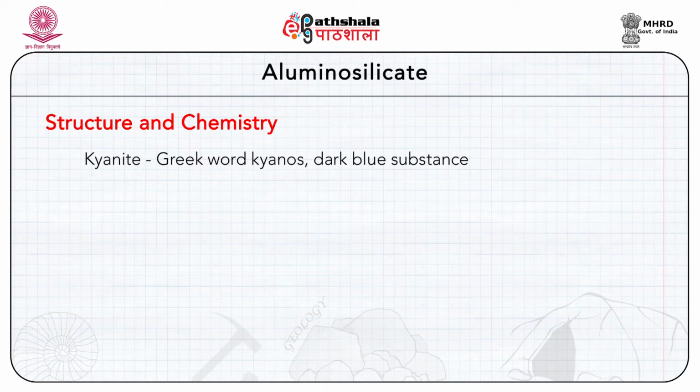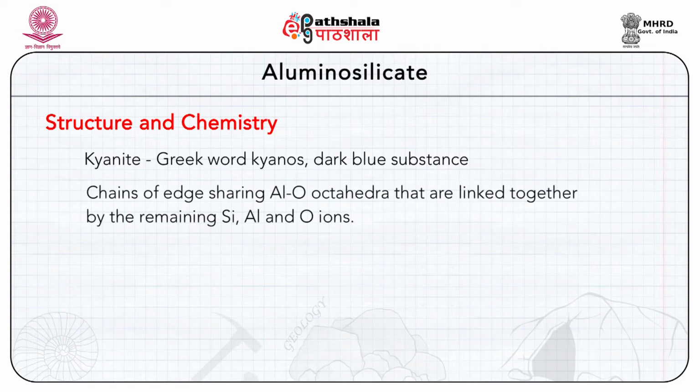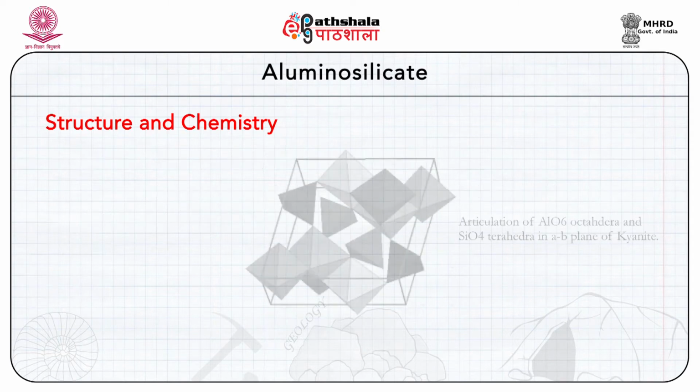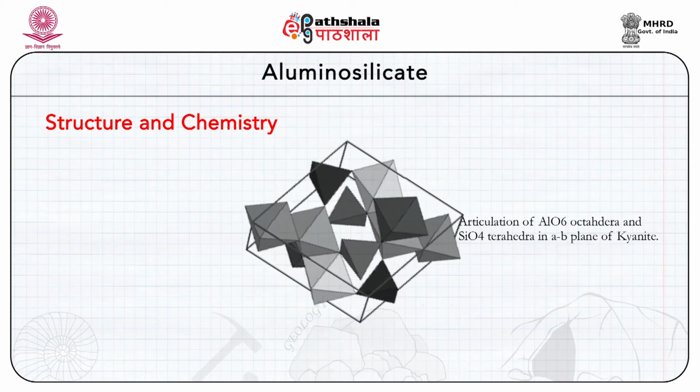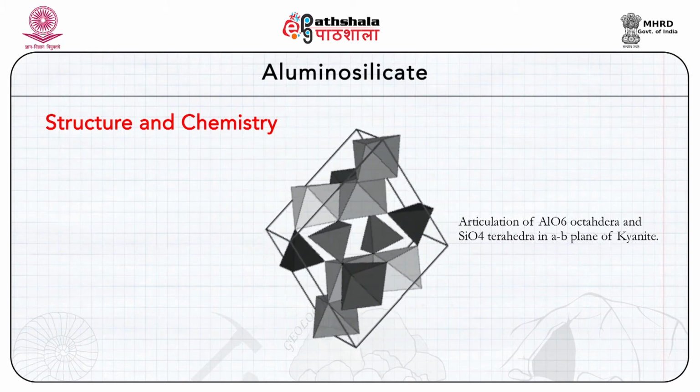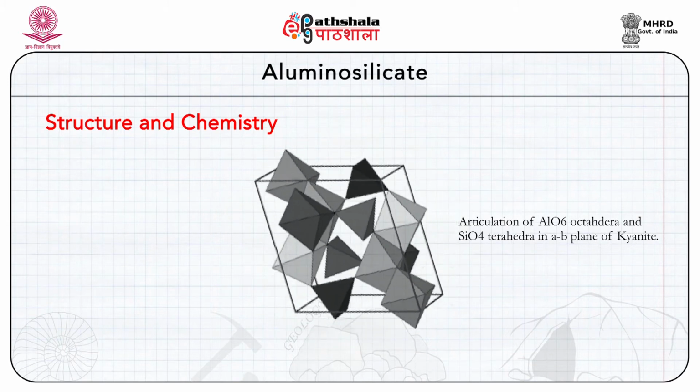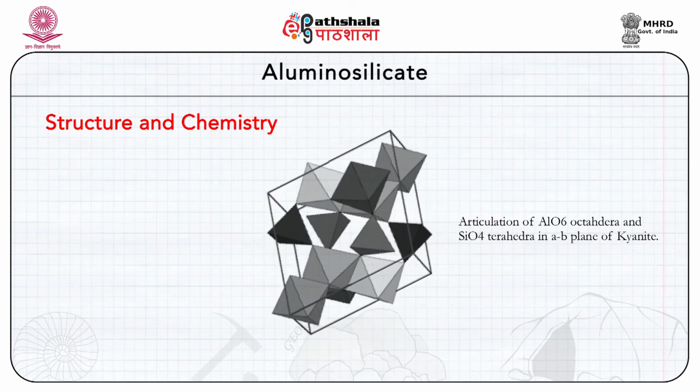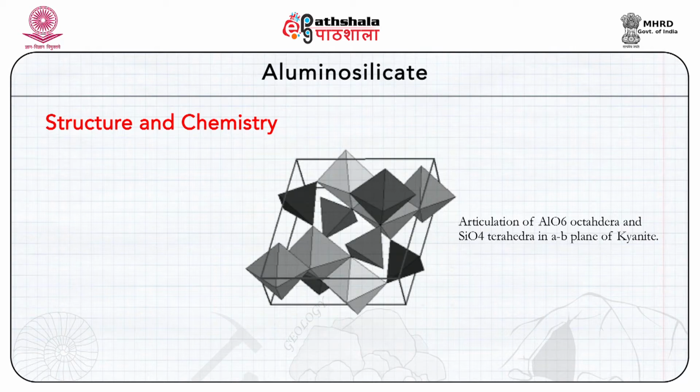Kyanite, from the Greek word kyanos, meaning dark blue substance. The structure of kyanite consists of chains of edge sharing AlO6 octahedra that are linked together by the remaining silicon, aluminum and oxygen ions, silicon being coordinated by 4 oxygen ions and aluminum by 6 oxygen ions. Kyanite has a relatively dense structure in which oxygen atoms are arranged in slightly distorted cubic close packing. Kyanite has a relatively pure Al2SiO5 composition.